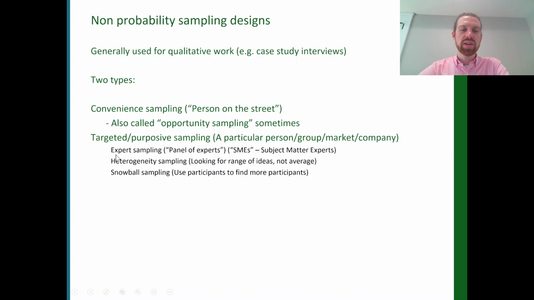So you could use targeted sampling, focusing on just experts, subject matter experts that you want to interview because they already have a lot of existing knowledge. Or you could do other types of approaches such as heterogeneity sampling or snowball sampling.